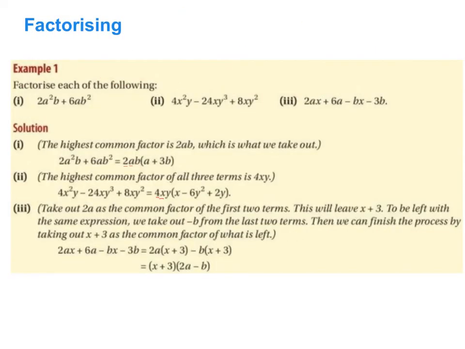Okay, in our last example, we want to factorize 2ax plus 6a minus bx minus 3b. So what we're going to do is take out the 2a as a common factor of the first two terms. This will leave x plus 3. To be left with the same expression, we take out minus b from the last two terms. Then we can finish the process by taking out x plus 3 as the common factor of what is left. So basically this is known as factorization by grouping. So let's have a look a bit closer at this.